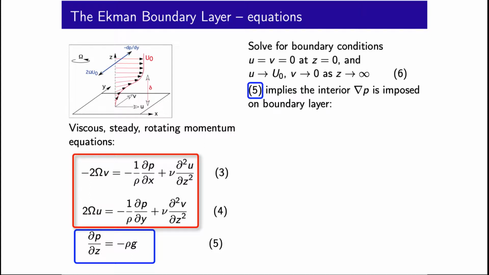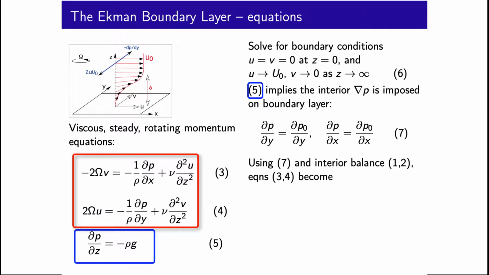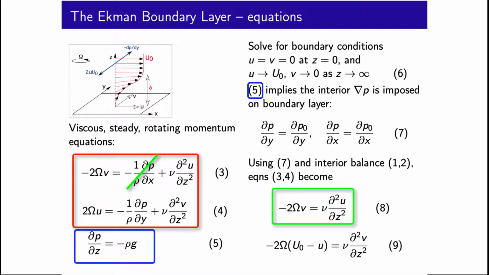Now the hydrostatic equation implies that the interior pressure gradient also applies in the viscous boundary layer, allowing us to relate the interior geostrophic balance equations to the boundary layer equations. This removes the pressure gradient in the x direction, giving 2 omega v as equal to the x viscosity term. It also allows us to substitute 2 omega u0 for the pressure gradient in the y direction, giving 2 omega times the difference between the velocity in the interior and the boundary layer as equal to the y viscosity term.